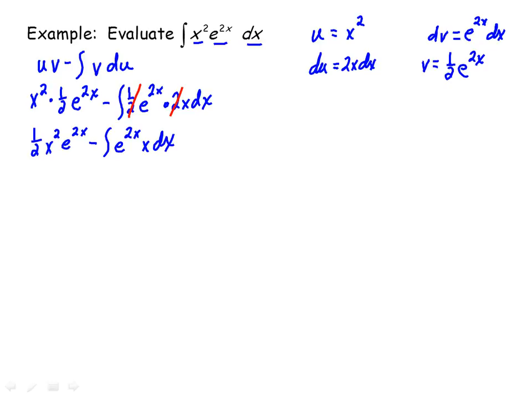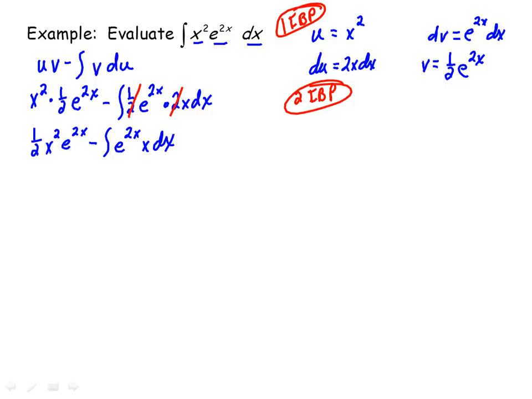Did our integral get any easier? It's just like the problem before. It did get a little bit better, because from our initial integral we went from x squared to now just an x. So here's your first integration by parts. But before we start a second integration by parts, let's check and see if we can do a u substitution.